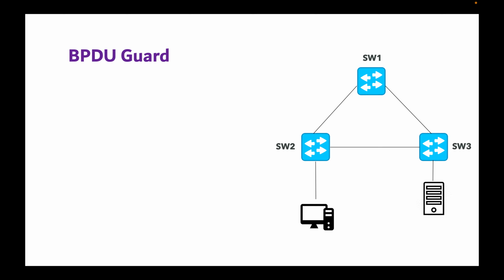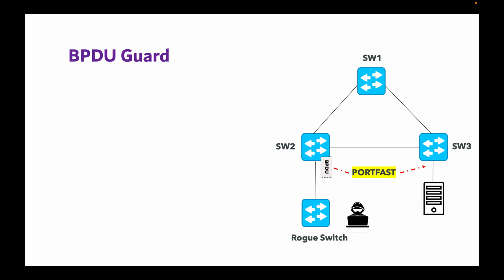Before we discuss BPDU guard, in the previous video we discussed PortFast, right? It's a feature of STP that allows a switch port to immediately transition to the forwarding state by bypassing the usual STP states, that is listening and learning. PortFast is typically enabled on access ports where end devices are connected, but it creates an exposure. For example, if someone accidentally connects a switch to one of these PortFast enabled ports, the switch might start sending BPDUs, right? Which could cause unintended changes in the STP topology and potentially create loops.